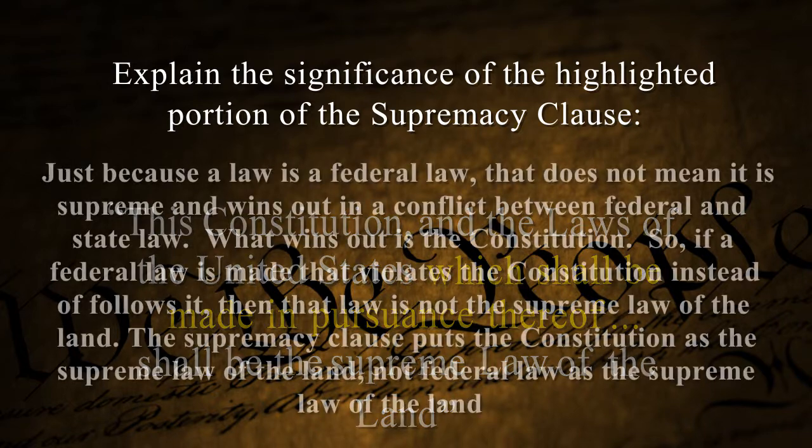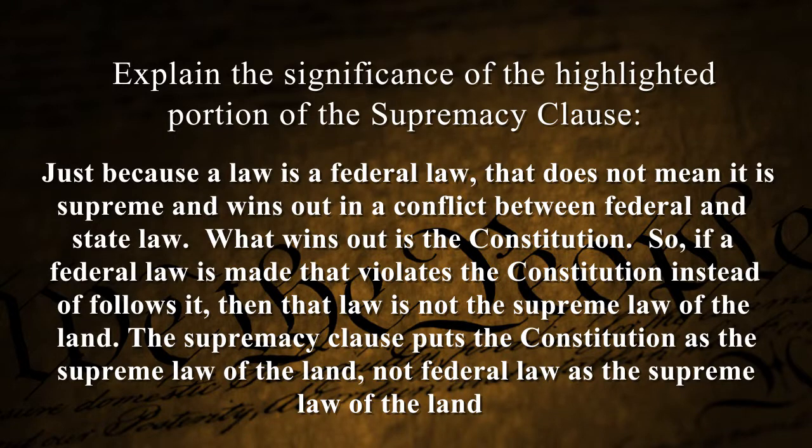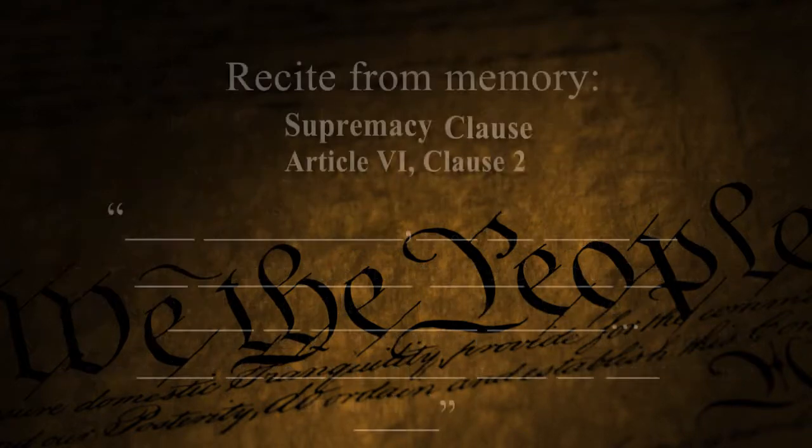Now, once again, this is the exact word-for-word answer you need to have. Okay, here it is. Just because a law is a federal law, that does not mean it is supreme and wins out in a conflict between federal and state law. What wins out is the Constitution. So if a federal law is made that violates the Constitution instead of follows it, then that law is not the supreme law of our land. The Supremacy Clause puts the Constitution as the supreme law of the land, not federal law as the supreme law of the land. Did you get that? Okay. The idea. We want to capture those ideas. It's really, really important to know that.